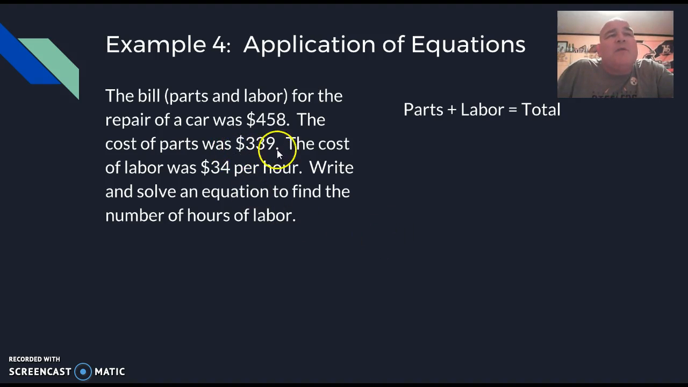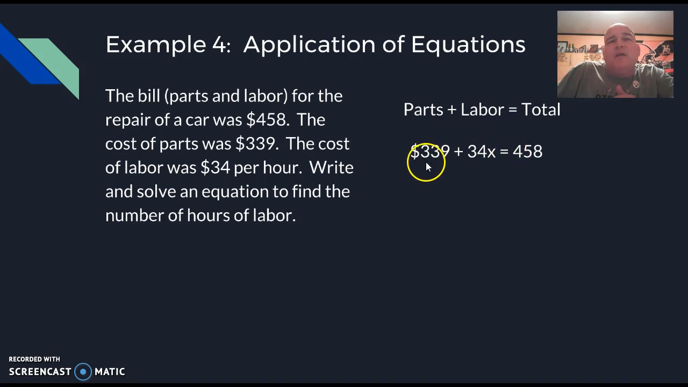We can see for parts, that was our $339. For labor, it's $34 per hour. So that means they're going to keep paying that 34 over and over again. And remember, as we talked about last week in this unit, repeated addition means multiplication. So our parts, the 339, and the labor, 34x. Whenever you do something over and over, per technically means division, so we do the opposite when we write the equation, 34 times x.